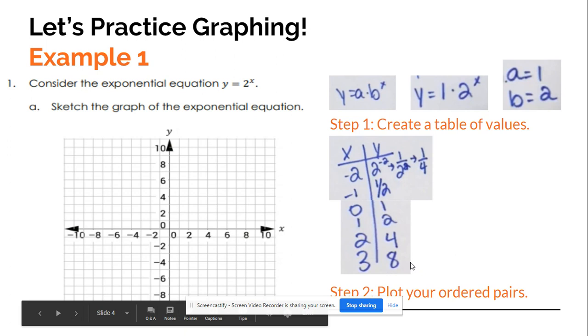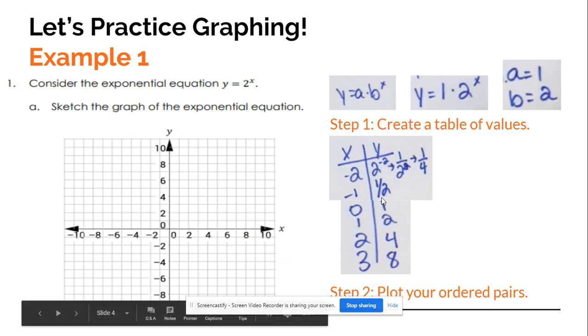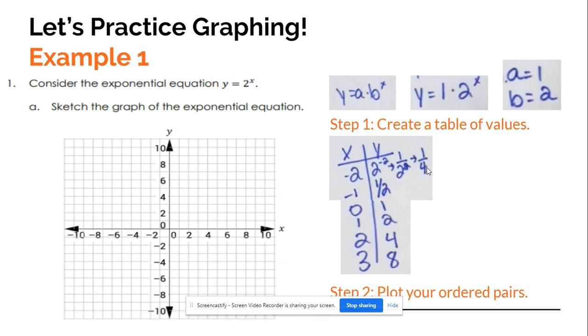Another way that you can look at this is to say that I know that my y-intercept occurs when x is 0, and that is my a term. So I know that when x is 0, y is 1 for this particular exponential function. I also know that this 2 right here, the times 2, is what's my common ratio.